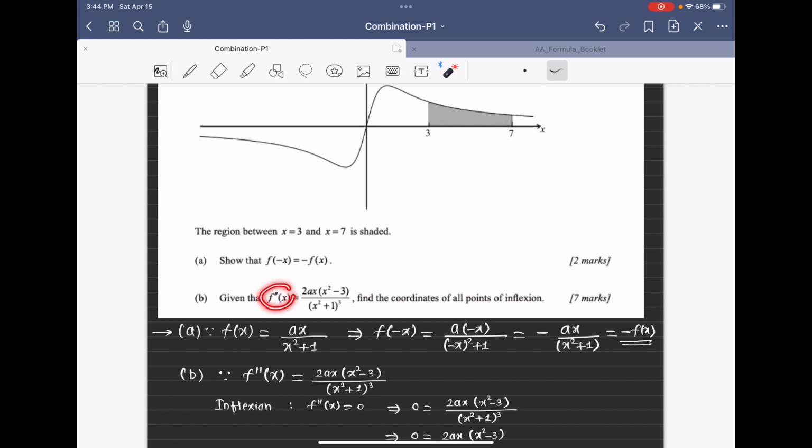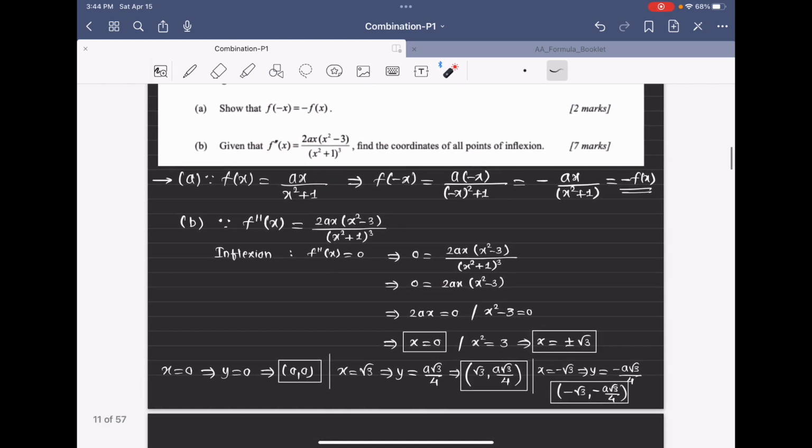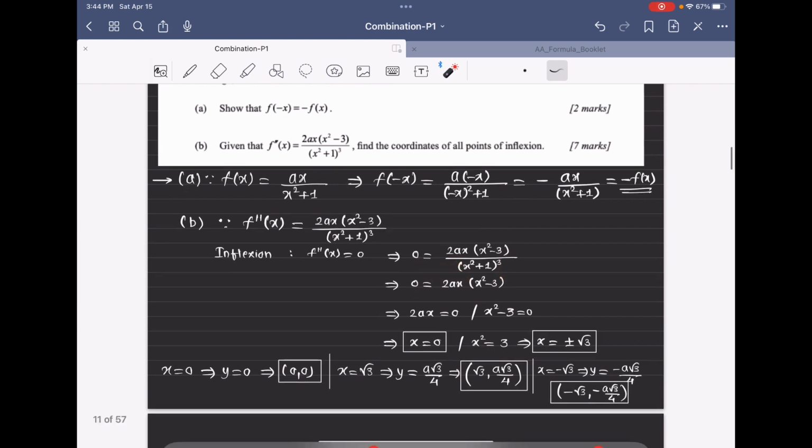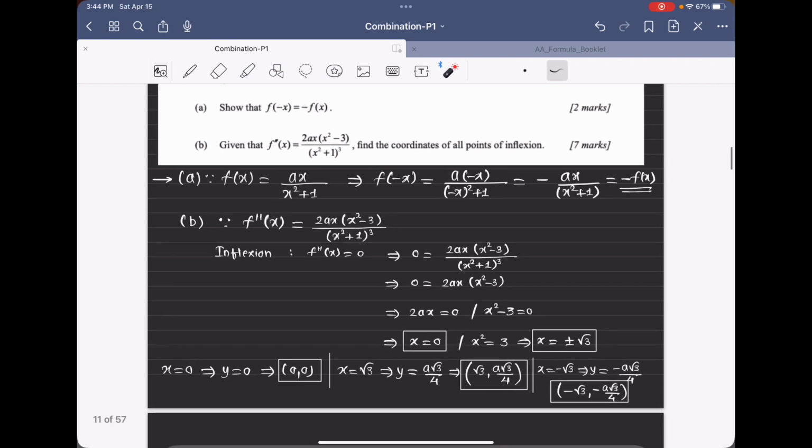Inflection means what? Double derivative should be equal to 0. So I'm equating this to 0. Double derivative is equal to 0, that is 2ax times x square minus 3 over x square plus 1 raised to 3 is equal to 0. Transfer this denominator to the other side, it becomes 0. So 0 is equal to 2ax times x square minus 3. This means the product of 2ax and x square minus 3 is equal to 0. That is, 2ax is equal to 0 or x square minus 3 is equal to 0.